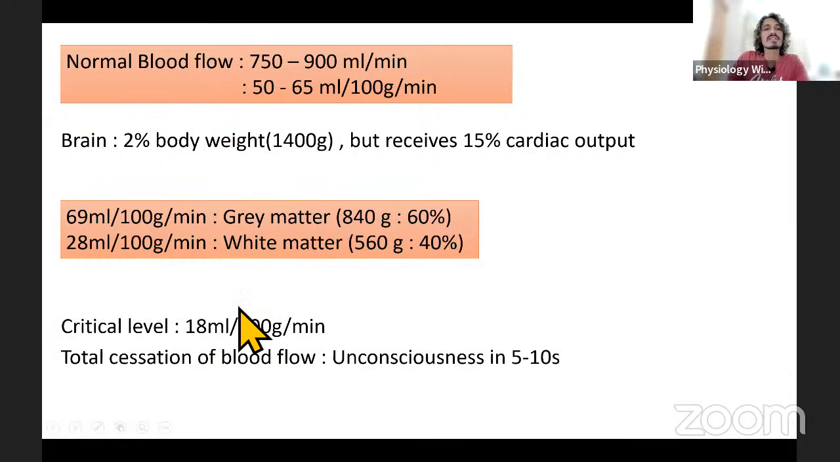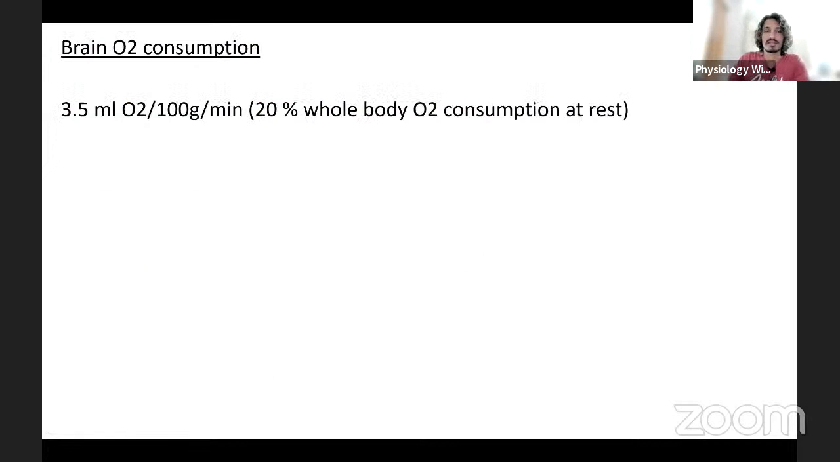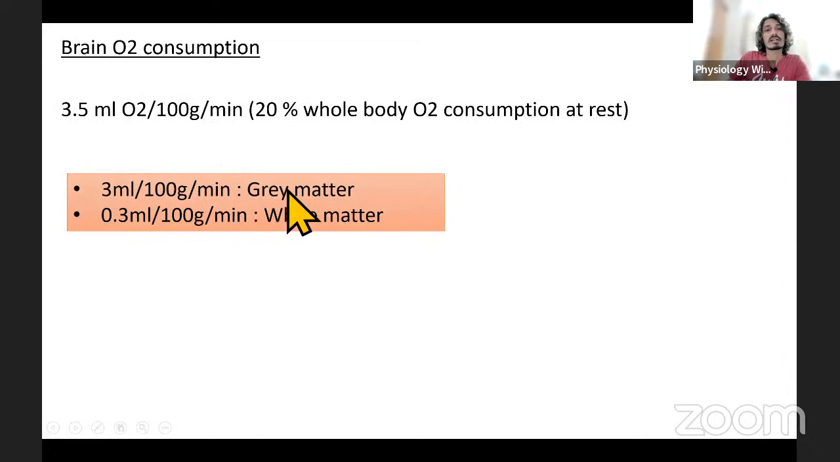Now, even here, we have a critical level. If it falls less than 18 ml per 100 gram per minute, that can result in damage. And when there is a total cessation of blood flow, within 5 to 10 seconds, there can be unconsciousness. Even the consumption of oxygen, usually it's around 3.5 ml oxygen per 100 gram per minute. And the gray matter uses it more compared to white matter. It makes sense because all the neuronal bodies are in the gray matter. White matter is only for conduction.